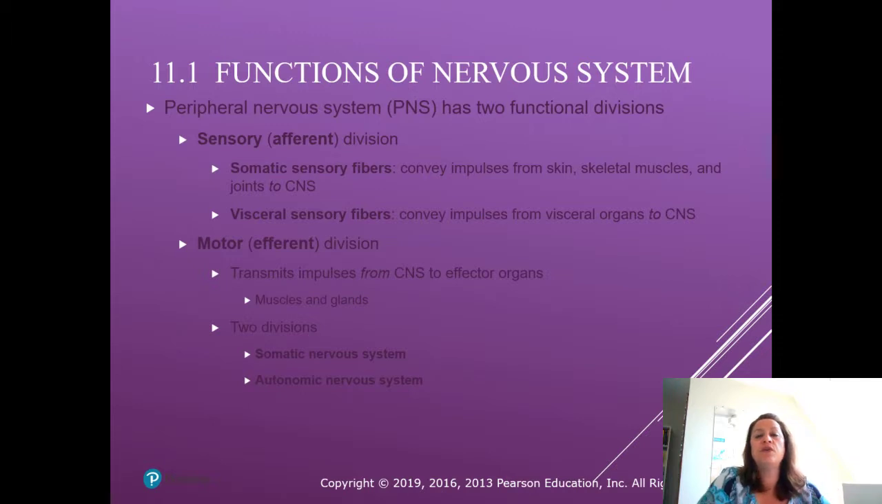So the peripheral nervous system has two divisions, right? If we want to talk about the input, the integration, and the output, the peripheral nervous system is going to be the sensory, the afferent, the towards, right? Afferent means come towards. Division, somatic sensory fibers and visceral sensory fibers convey impulses towards the central nervous system. We're gathering information. So sensory, afferent, gathering, right? The A in afferent goes with gathering information.